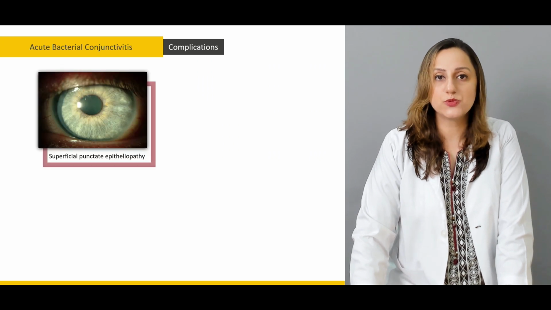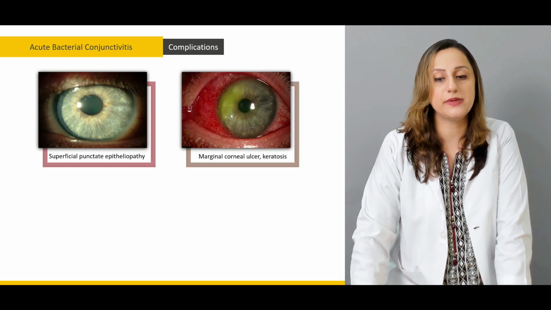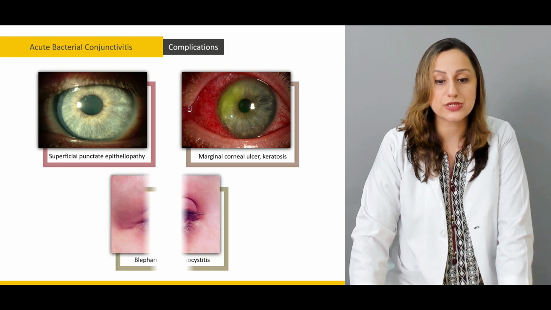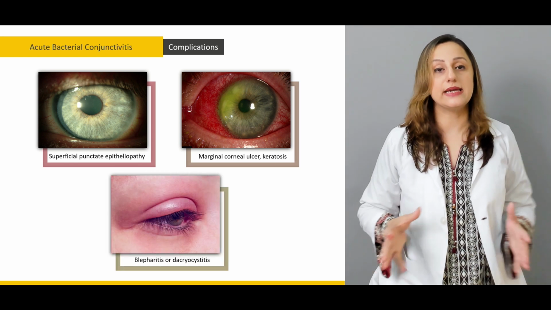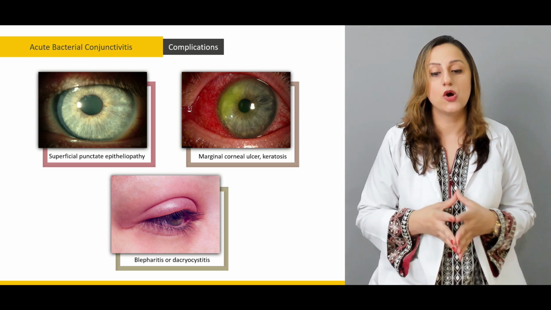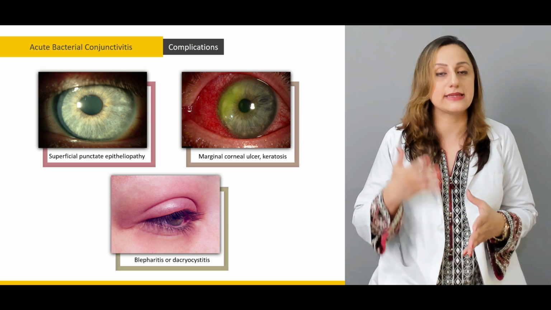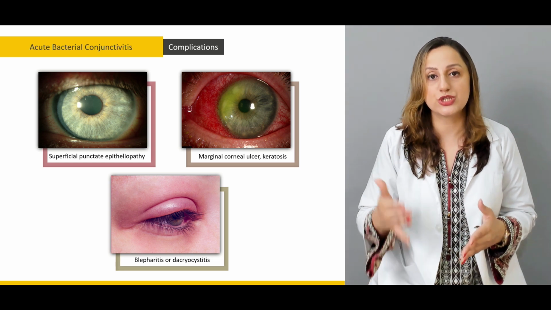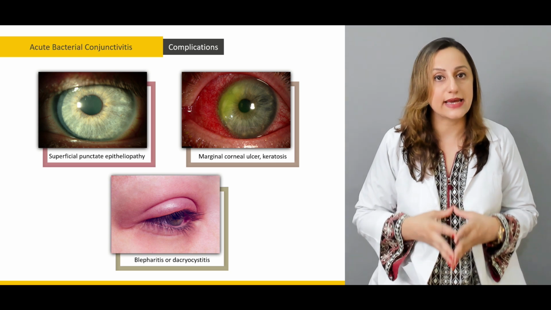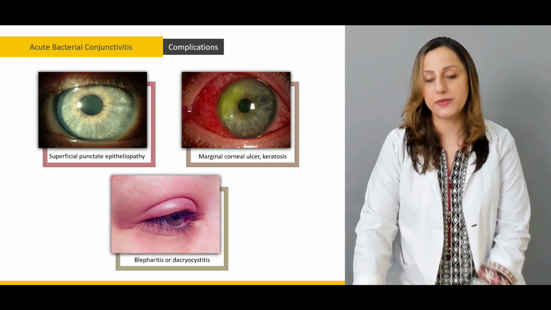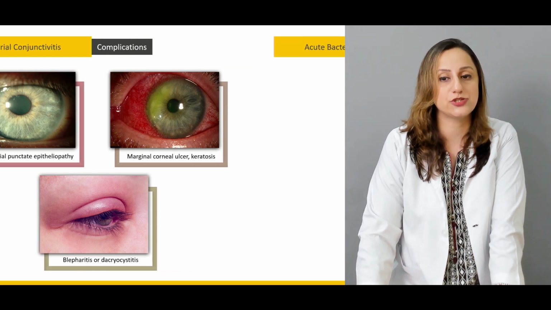The complications would include superficial punctate epitheliopathies. We'd be seeing marginal corneal ulcers, that is keratitis, or blepharitis. The eyelids can be involved, or there can be inflammation of the eyelids, or even this patient can suffer from inflammation of the nasolacrimal duct, which is known as dacryocystitis in these patients. So if it is left untreated, all of these complicated conditions can arise in the patient.